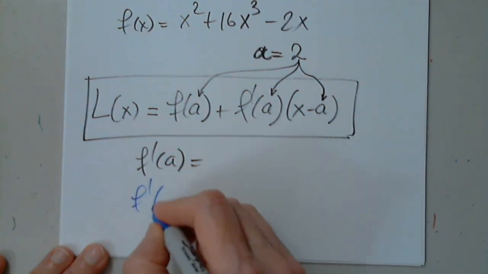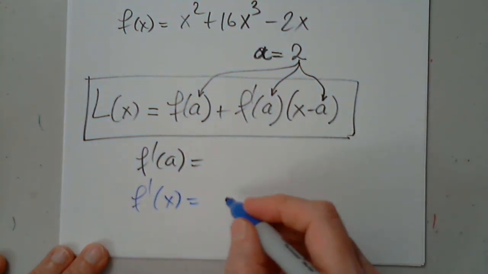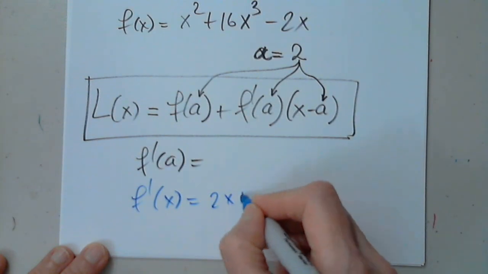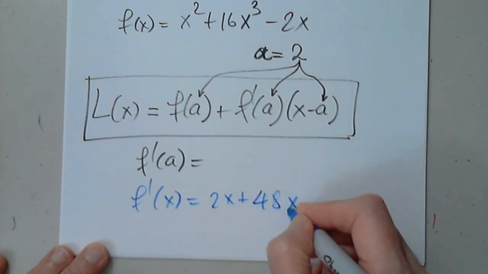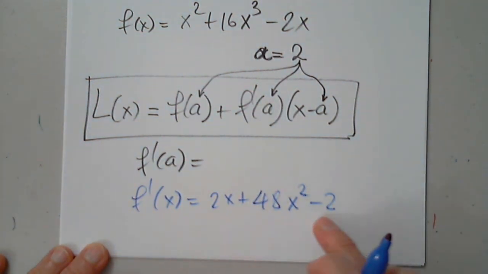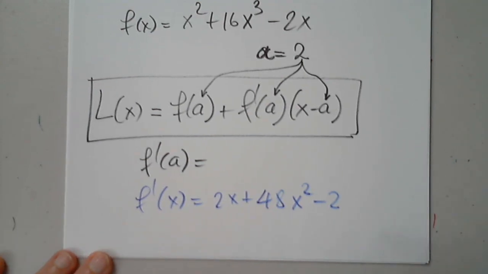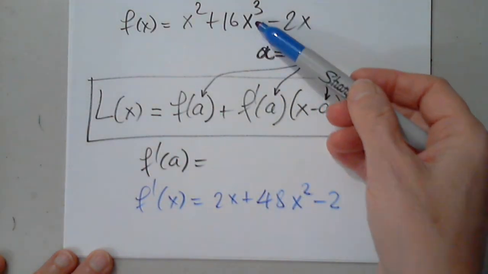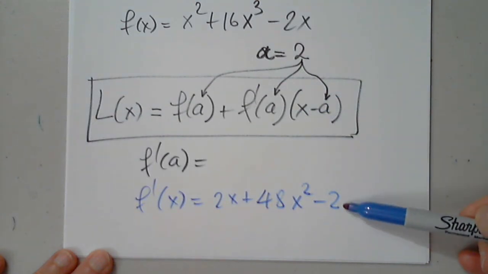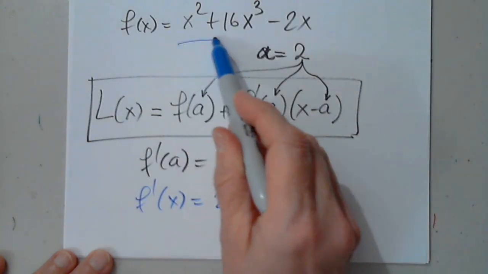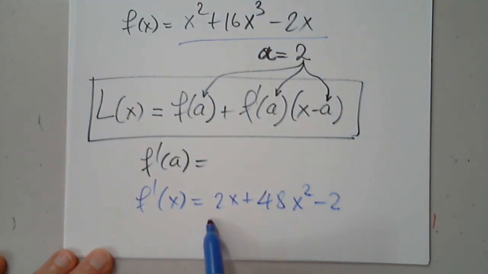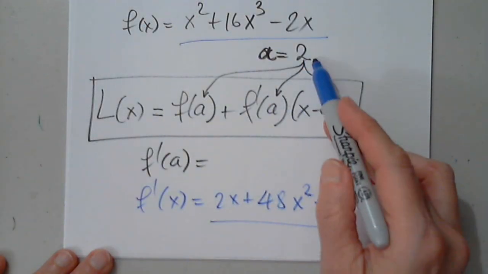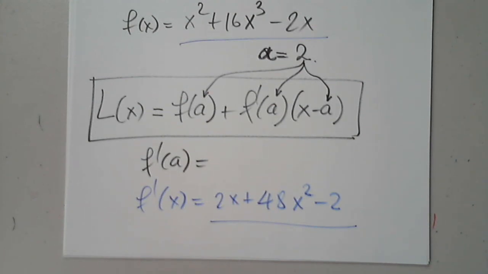Sorry, I should have said f prime of x first. 2x plus 48x squared minus 2. Do we agree with this? Yes. Perfect, right? So 2x, 3 times 16, 48, x squared, minus 2x prime, negative 2. I'm going to put this function in the graphing calculator and this function in the graphing calculator so I can determine their value at 2 in one step.